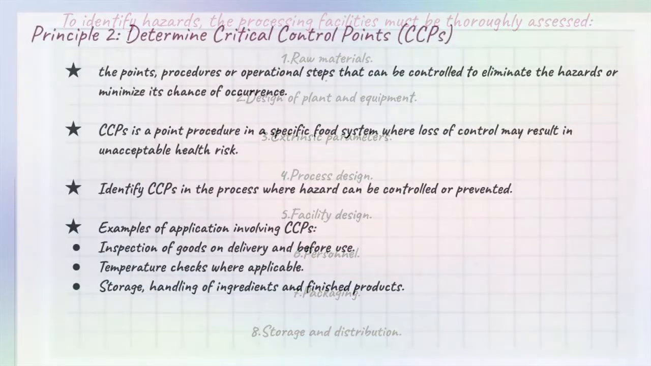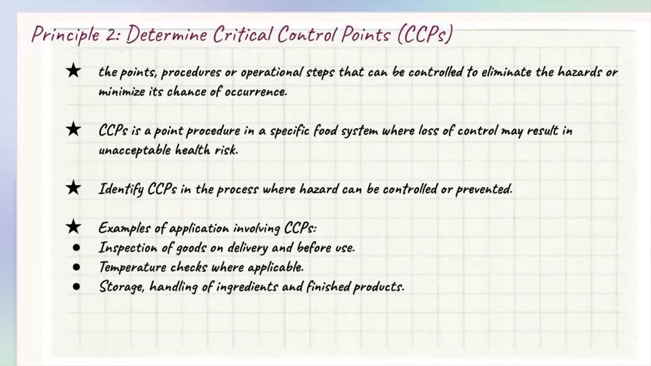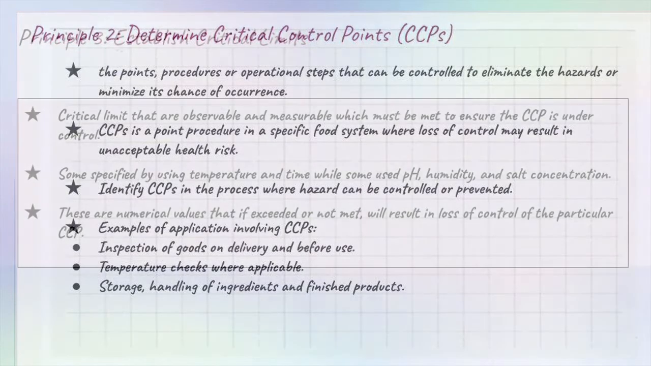Principle 2. Determine critical control points. These are the points, procedures, or operational steps that can be controlled to eliminate the hazards or minimize their chance of occurrence. A CCP is a point or procedure in a specific food system where loss of control may result in an unacceptable health risk.